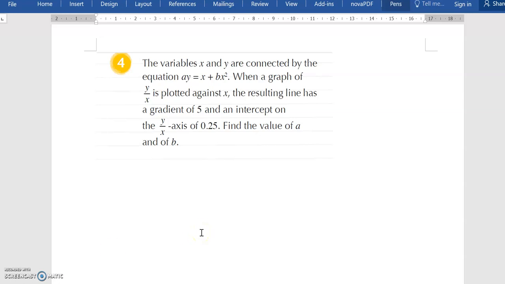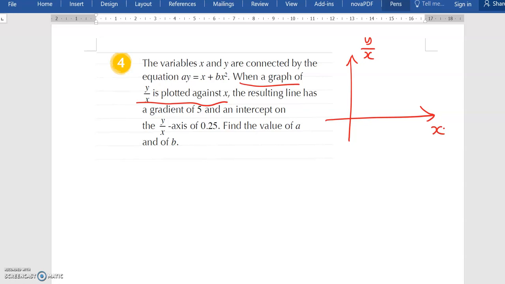Welcome back. Okay, let's look at the second type of linear log questions. This time round, in the question itself, there will not be any diagram, so you probably have to draw it out to actually see for yourself which one is the y-axis and which one is the x-axis. So if you see this statement, when a graph of this is plotted against this, it will mean that actually y over x is on the y-axis, plotted against x on the x-axis.